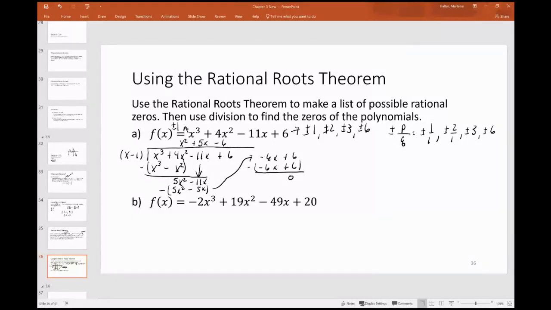And again, before the days of graphing calculators, or if you didn't have a graphing calculator, you would have to try every single plus or minus p over q. You'd have to try positive 1, negative 1, positive 2, negative 2, so on and so forth. You'd have to try them all to see which ones had a remainder of 0. We aren't going to do that, so we do have technology available to us.